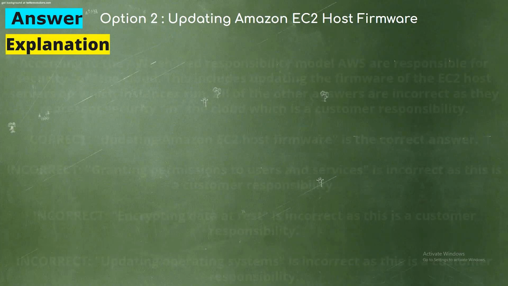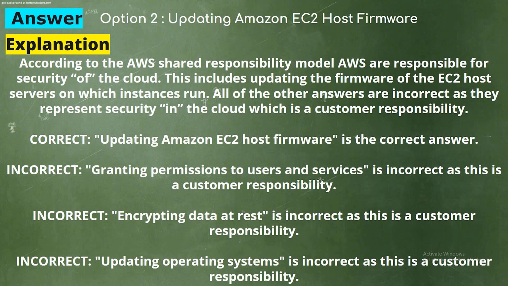Explanation. According to the AWS Shared Responsibility Model, AWS is responsible for security of the cloud. This includes updating the firmware of the EC2 host servers on which instances run. All of the other answers are incorrect as they represent security in the cloud, which is a customer responsibility. Correct, updating Amazon EC2 host firmware is the correct answer.